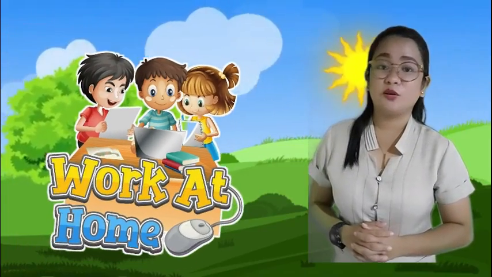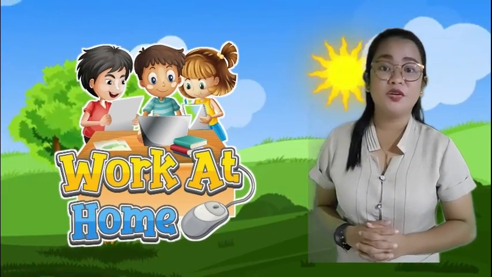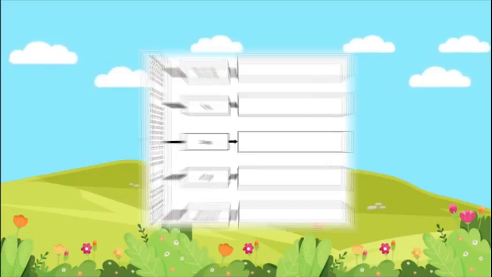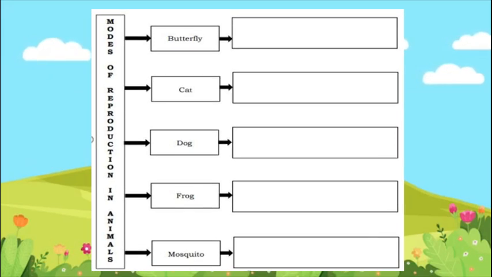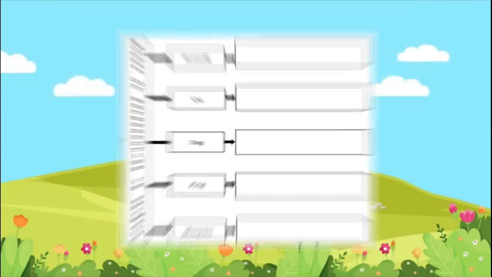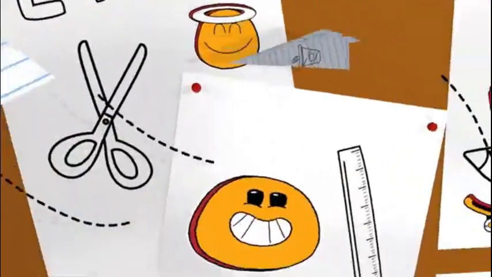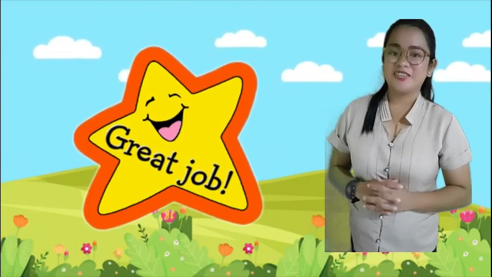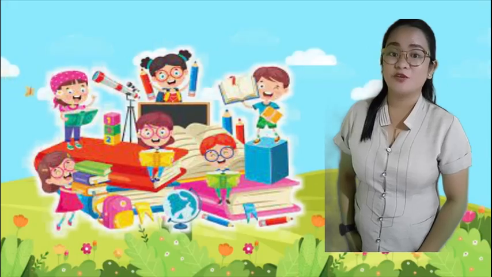Let's answer this activity to see how far you understand about the lesson. Copy the diagram below and write inside the corresponding box a brief description about the mode of reproduction of each of the following animals. Were you able to complete the graphic organizer? Great! Let's answer another activity.